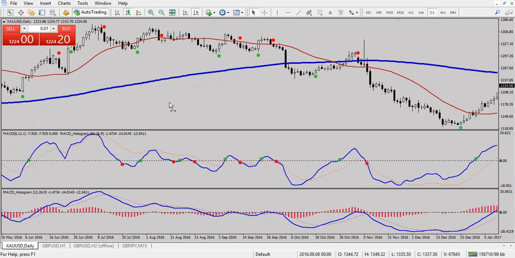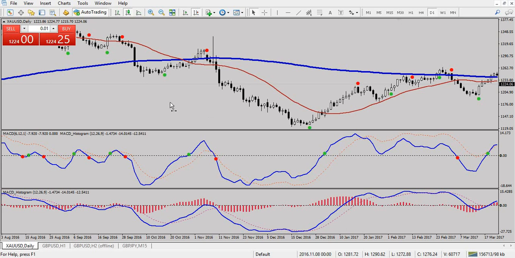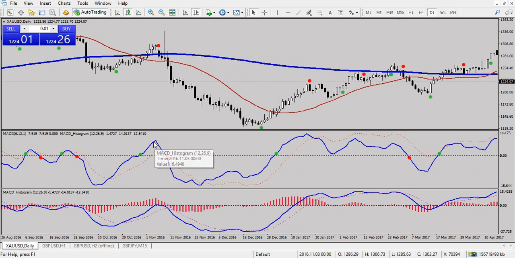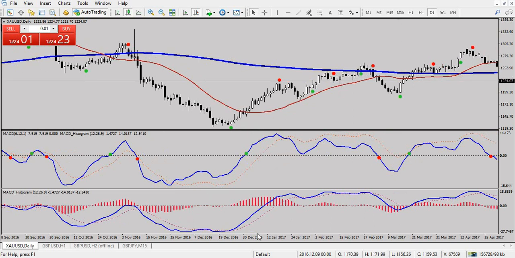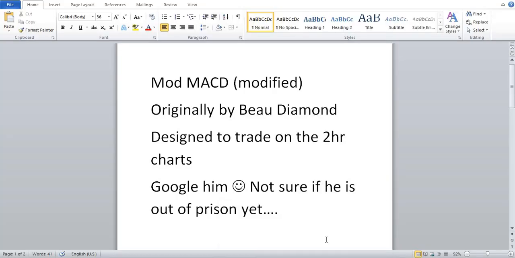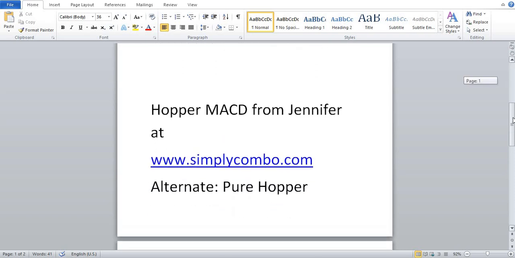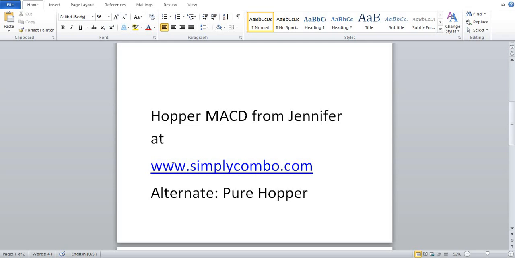So these green and red dots are a custom indicator. The actual indicator that I'm using for the fast MACD is called the Hopper MACD. It's a custom indicator designed by Jennifer from Simply Combo Trading, at simplycombo.com. Now, it's a custom indicator that I had to purchase as part of one of her courses, so I can't share it with you guys. If you want to visit and buy it yourself, feel free to.